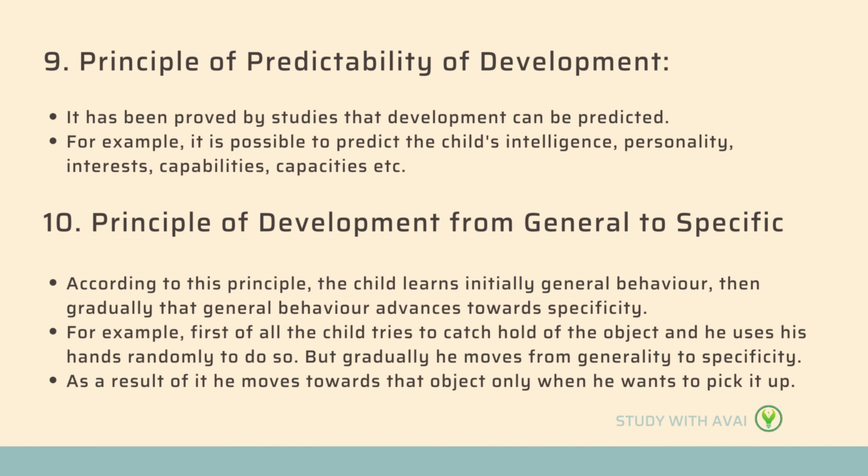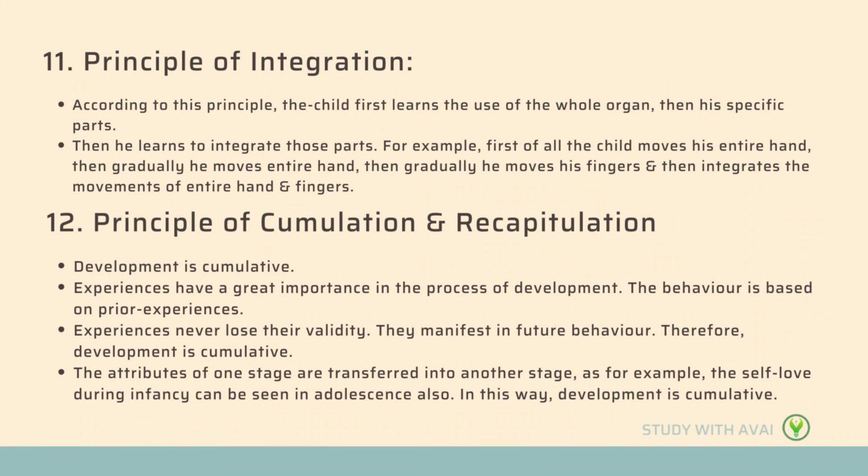11. Principle of integration. According to this principle, the child first learns the use of the whole organ, then his specific parts. Then he learns to integrate those parts. For example, first of all the child moves his entire hand, then gradually he moves his fingers and then integrates the movements of entire hand and fingers.